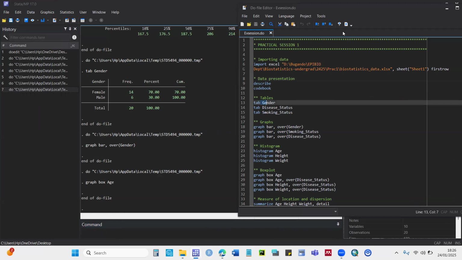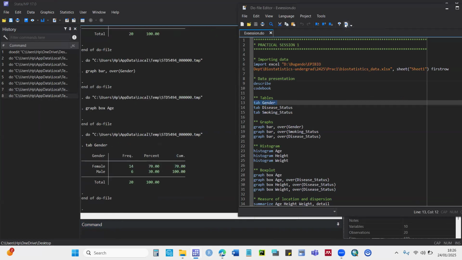So here we see the distribution for gender. We have 70% of the respondents female and 30% male. But in presenting this, you just say most of the respondents in this study were female, and you put 70% in brackets.